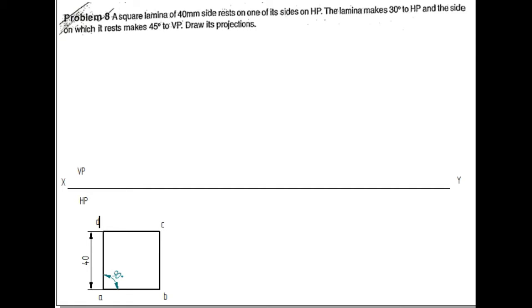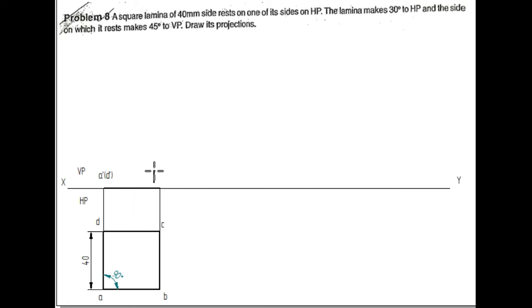Next, use a projection line and extend the line up to the XY line. And the line which is obtained while joining from this point to this point is the first front view of a square lamina which is placed on a plane. So the naming is, this point is A dash, and in the bracket D dash.